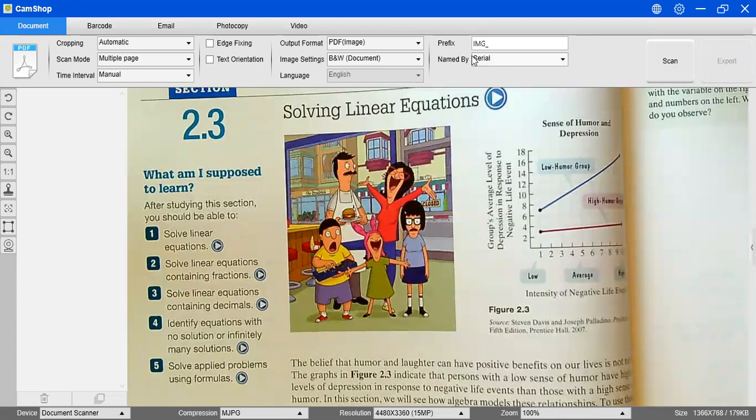Let's finish this lecture by working on section 2.3. It's about solving linear equations. It's just a collection of the information that we just learned from the previous 2 sections.